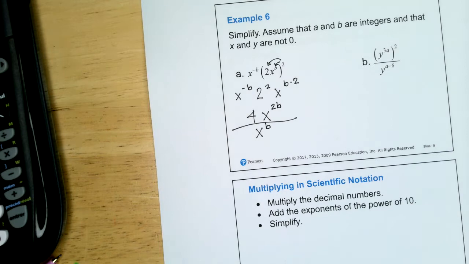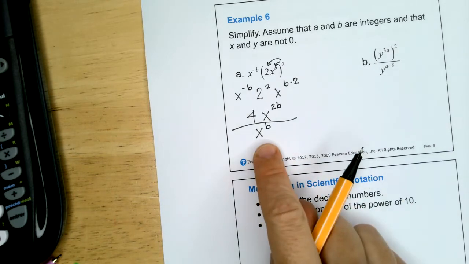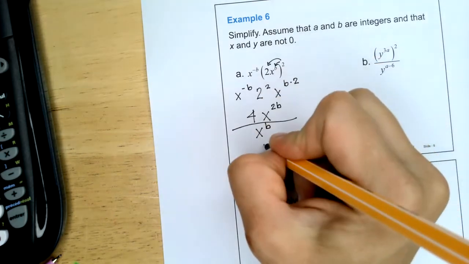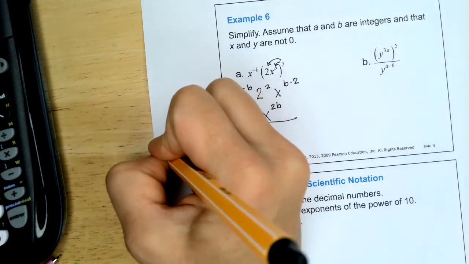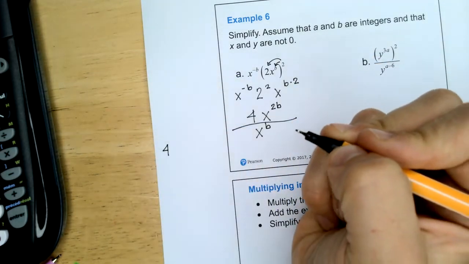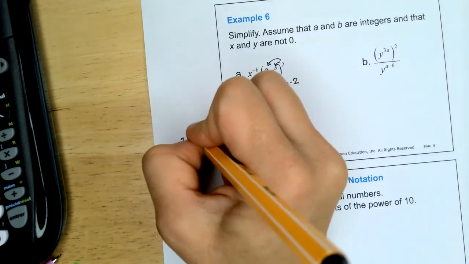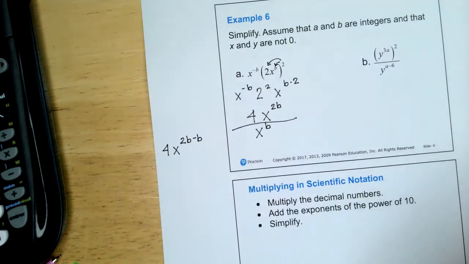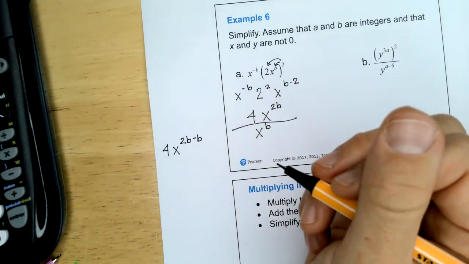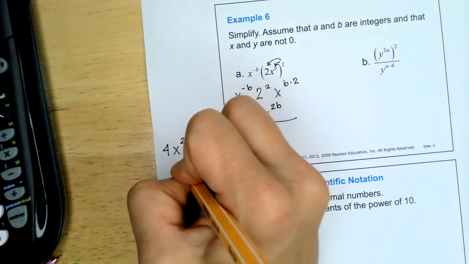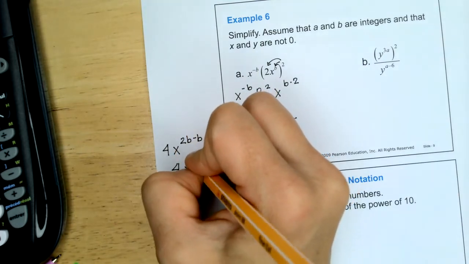All right. This is 1b on the bottom. And remember, you can subtract exponents. So this is actually 4 times x to the power of 2b minus b. You can subtract 2b minus b. Even if you don't know what b is, it just leaves you with 1b. So that becomes 4x to the power of b.